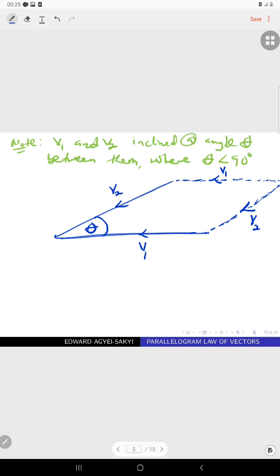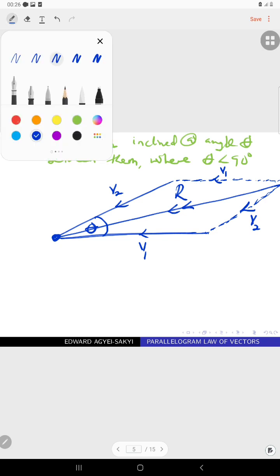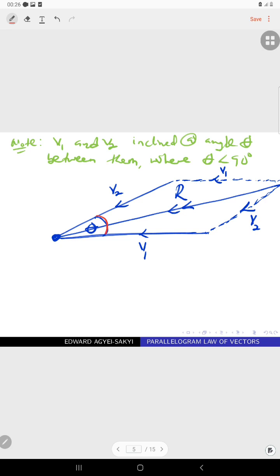Okay, then how do we get the resultant? We get the resultant according to the law, the diagonal drawn from this point. Here, how is the arrow going to point? Check, V1 and V2 are going down, so your R will be this way. Remember also that for a parallelogram, this angle and this angle are supplementary.